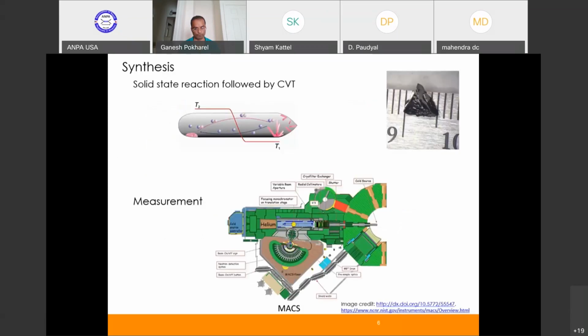Now we have the motivation of our project. So for this, we need the sample. The sample is grown using a conventional solid state reaction technique, which was followed by chemical vapor transport for the single crystals. I grew single crystals of around 100 milligrams in size, which is one of the biggest single crystals available in this material. And the inelastic neutron scattering measurements on single crystals were carried out at MACS, NCNR or NIST.